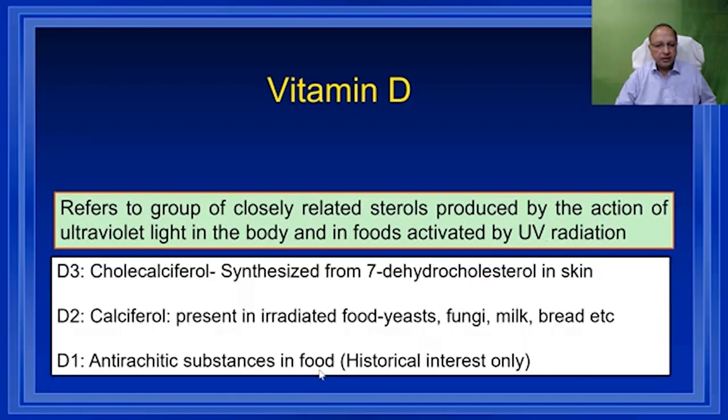So here we have three types of vitamin D, that is D1, D2, D3. D1 is the anti-rachitic substance that is usually present in food, but it is of historical interest and not of much importance. D2 is ergocalciferol, present in irradiated food, like yeasts, fungi, milk, bread, etc. And D3 is cholecalciferol, which is synthesized in the skin from the raw substance 7-dehydrocholesterol.